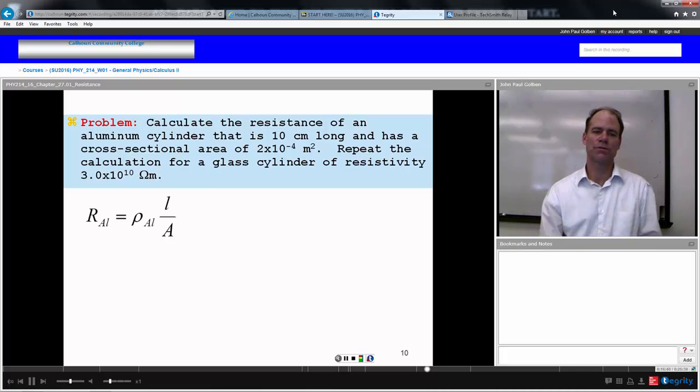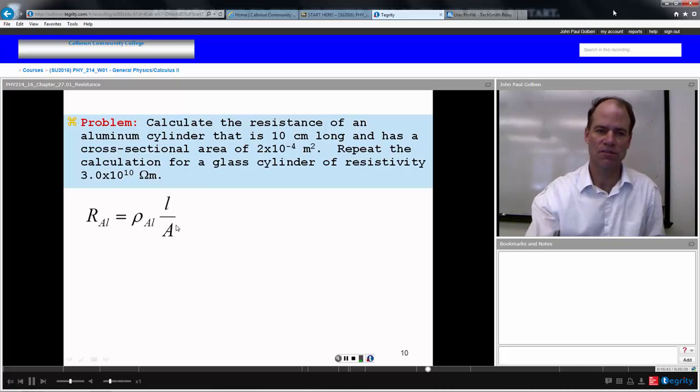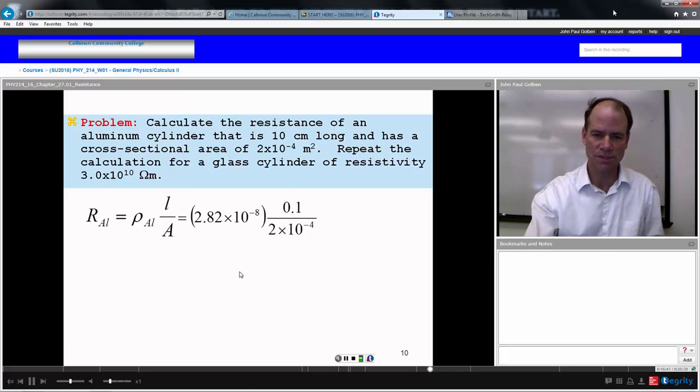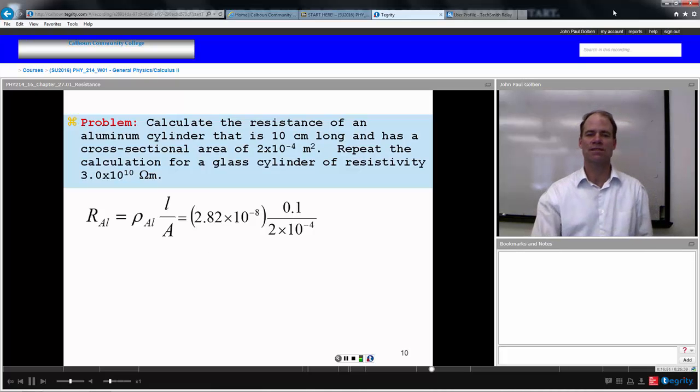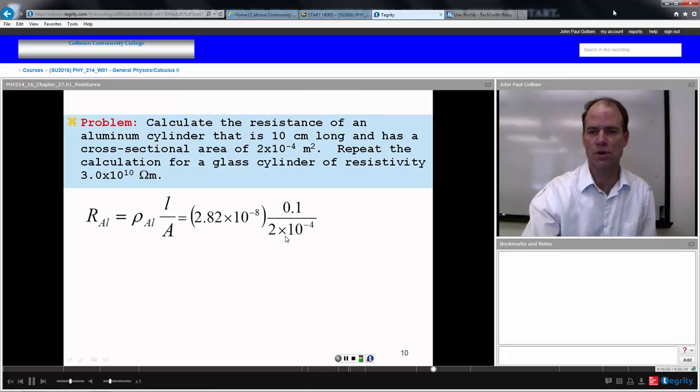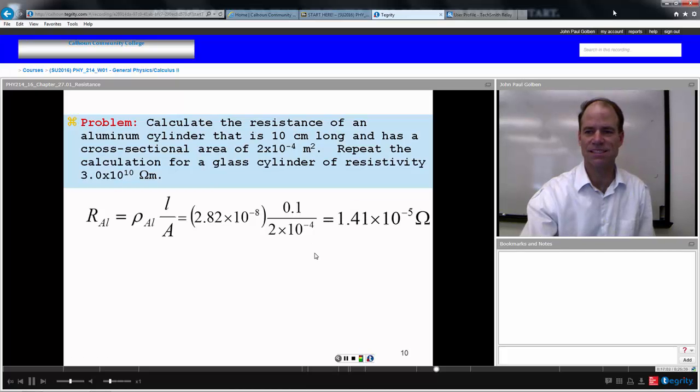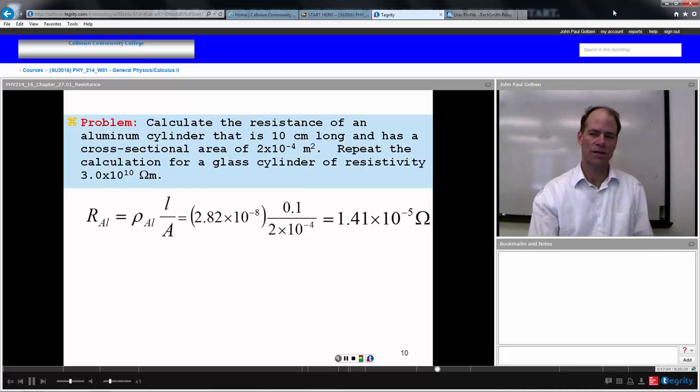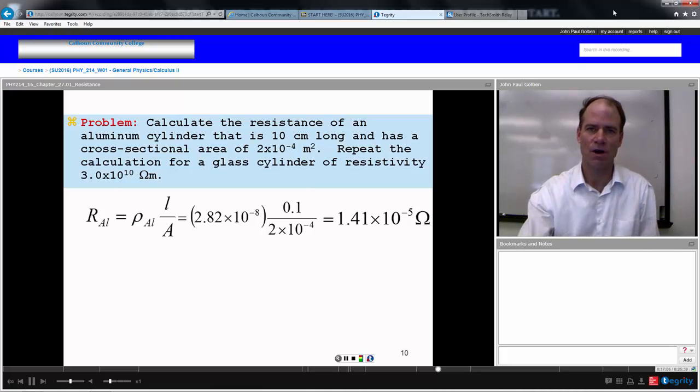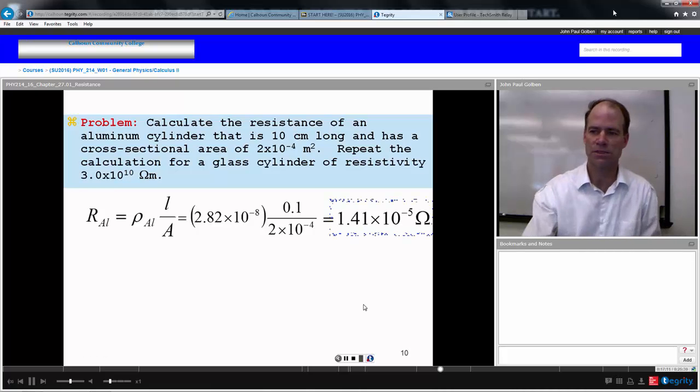For aluminum, the resistance would be the resistivity of aluminum times the length over the cross-sectional area. We have to look up the resistivity of aluminum, which is 2.82 times 10 to the minus 8 ohm meters. Multiply that by the length, 10 centimeters, which is 0.1 meters, and divide by the cross-sectional area of 2 times 10 to the minus 4 square meters, giving us a resistance of 1.41 times 10 to the minus 5 ohms. And that's our symbol for resistance, the omega, ohms.